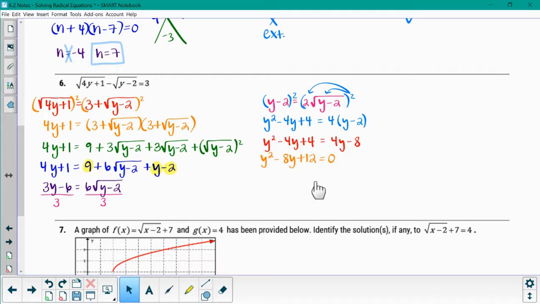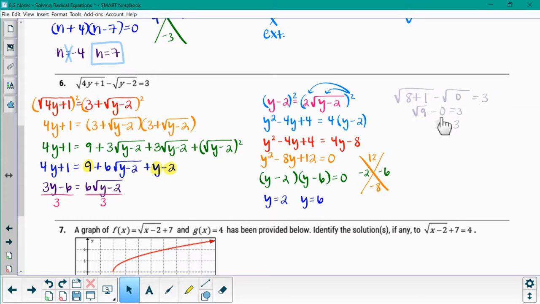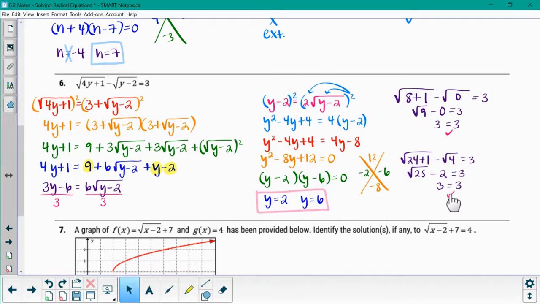And from here, now I can factor normally. So I'm looking for something that multiplies to be 12, adds to be negative 8. That's negative 6 and negative 2. y equals 2, y equals 6. Almost done. I am going to have to check my answer, so I'm going to plug both into the original equation. And I get 3 equals 3 when I plug in 2. And I get 3 equals 3 when I plug in 6. So both of these work, meaning both are solutions to my equation.